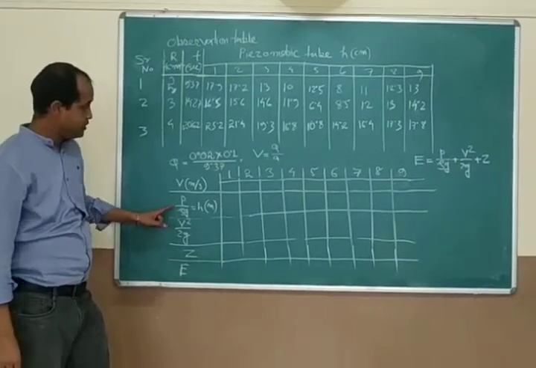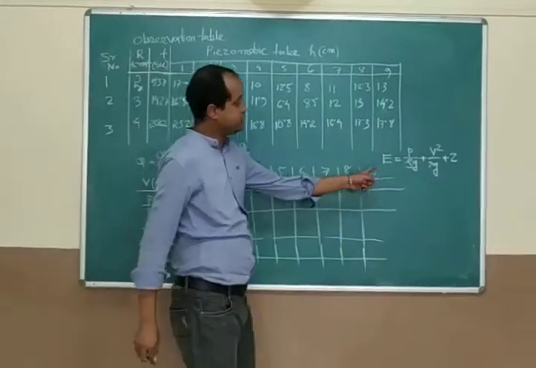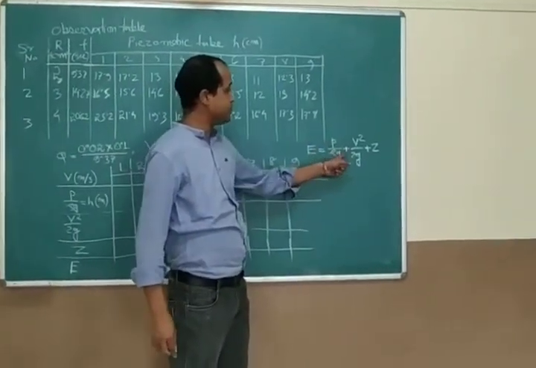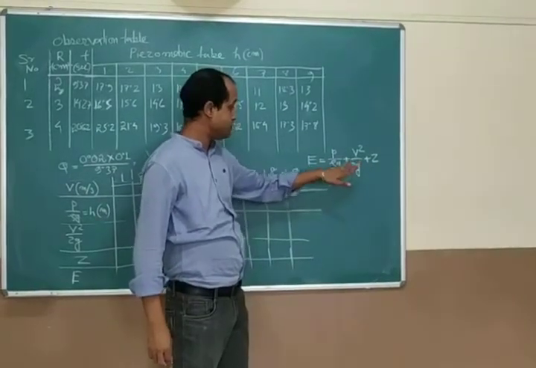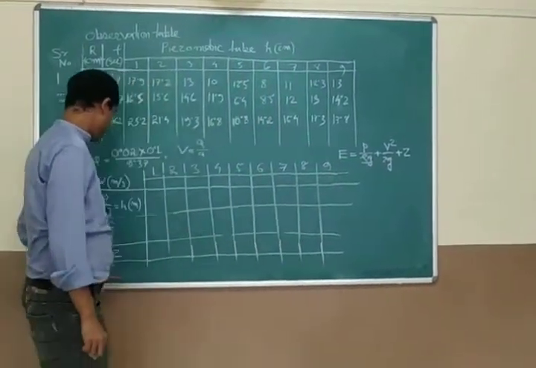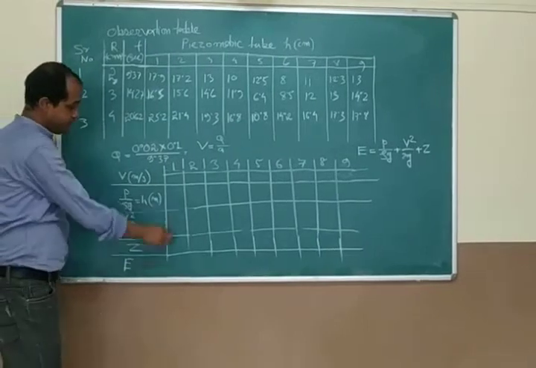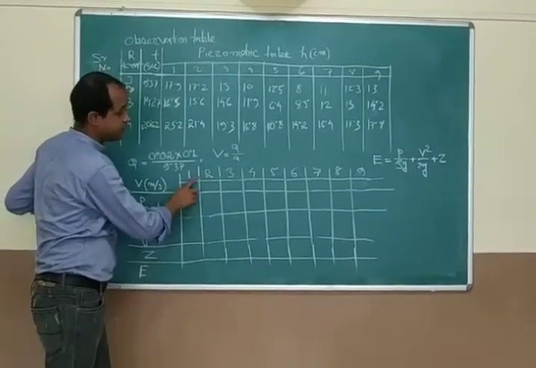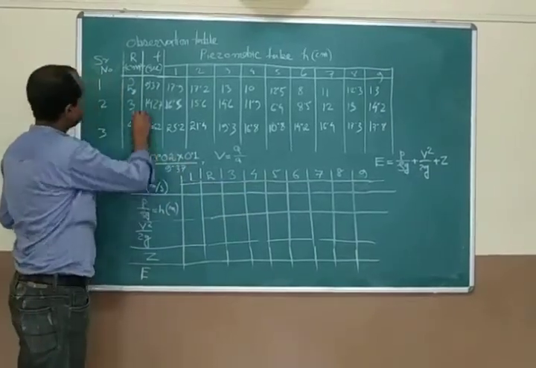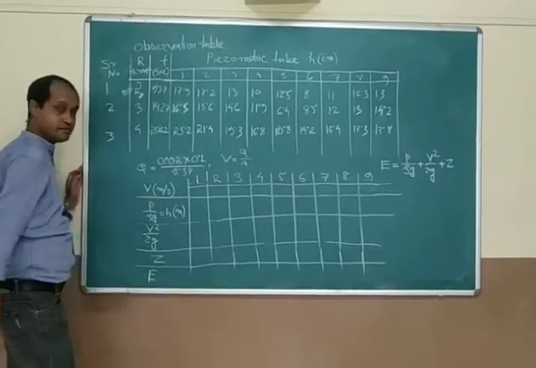And this is the equation, as you know. E is equal to P by rho g plus V square by twice g plus Z. So by doing it, you will get the value for its corresponding testing point. There are 9 testing points. This is for the first observation.